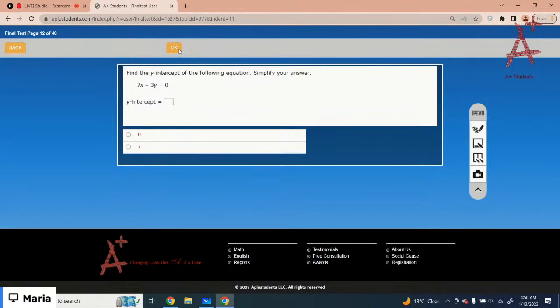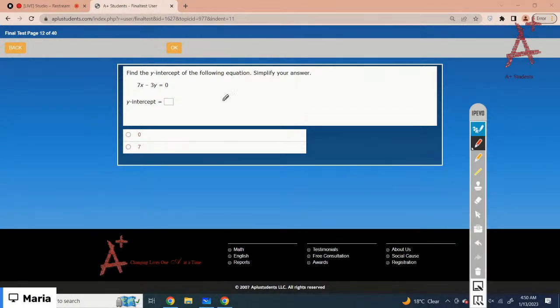Okay, find the y-intercept of the equation. For the y-intercept, you need to put x equals 0 in the equation. Just replace x with 0. 7 times 0 minus 3y equals 0. 7 times 0 is 0. Negative 3y equals 0, that means y equals 0. Got it? The correct option is y equals 0. Just select the correct option and click on the OK button.